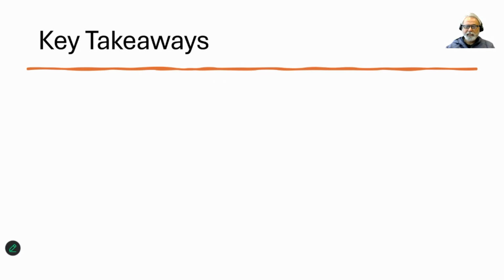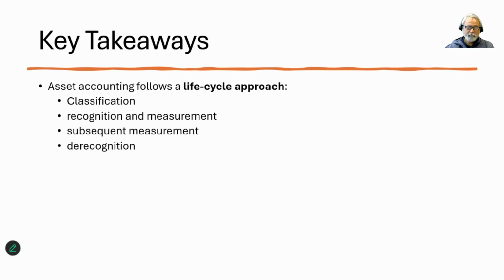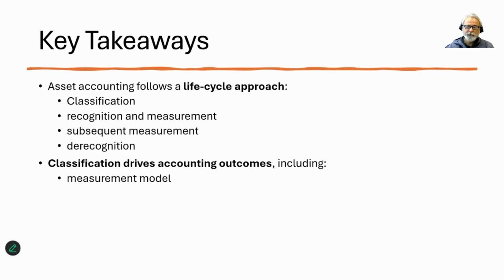So what are the final takeaways for us from topic 7, accounting for assets? Asset accounting follows a life cycle approach. We have to consider the asset classification, recognition and measurement, subsequent measurement, and then take care of the derecognition. The classification drives accounting outcomes, including which measurement model is used. So recall we looked at cost model, revaluation model, fair value model, when expenses are recognized, and how impairment is tested for and treated.